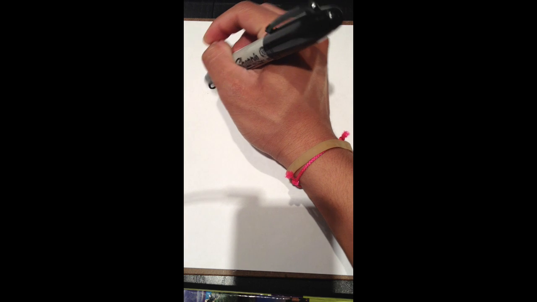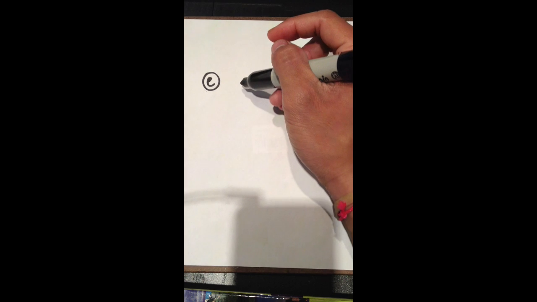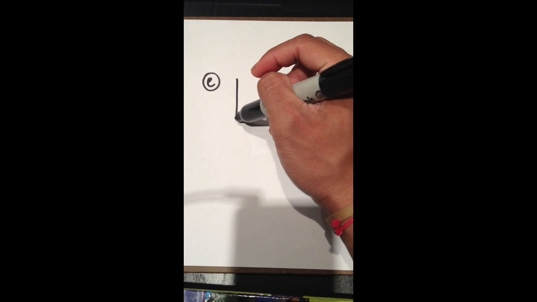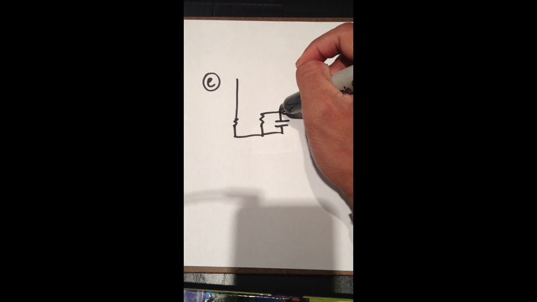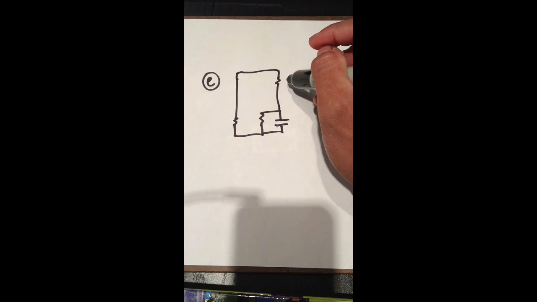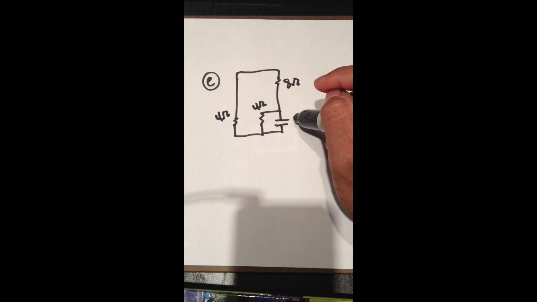Part E. In part E, the connection at point P fails, and the current in the 9 ohm resistor becomes 0. Calculate the total amount of energy dissipated in the 8 ohm resistor after the connection fails. Okay, so there's not going to be any more current going through the 9. So your circuit becomes just this. Two 4 ohm resistors, an 8 ohm resistor, and then the capacitor.